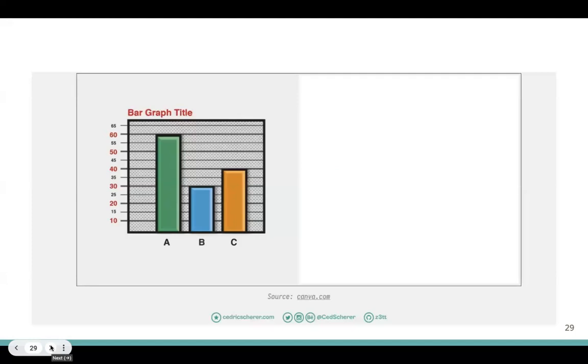So this is an example of a bad visualization that we have, a bar graph. Take a moment to pause the video and think for yourself or discuss in groups what makes this a bad visualization and how you could improve it to make it a better visualization. I'll give you a couple of seconds.